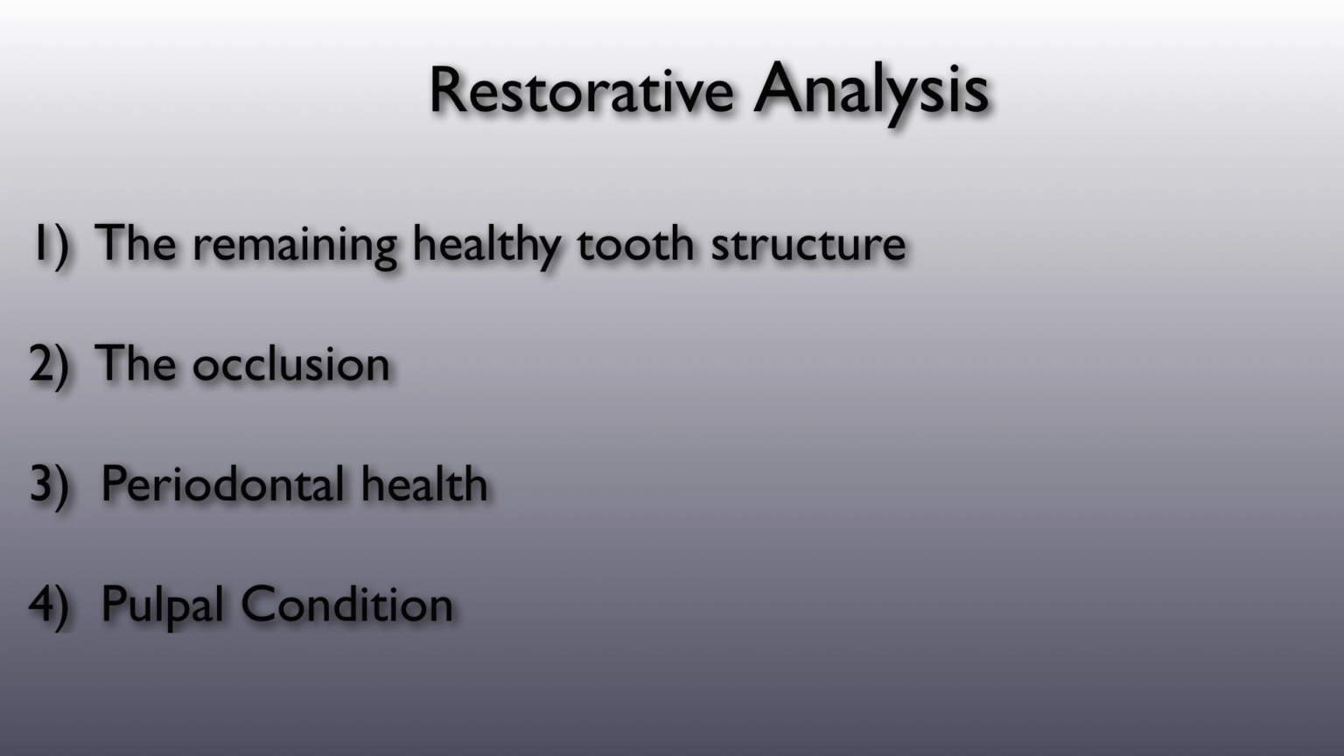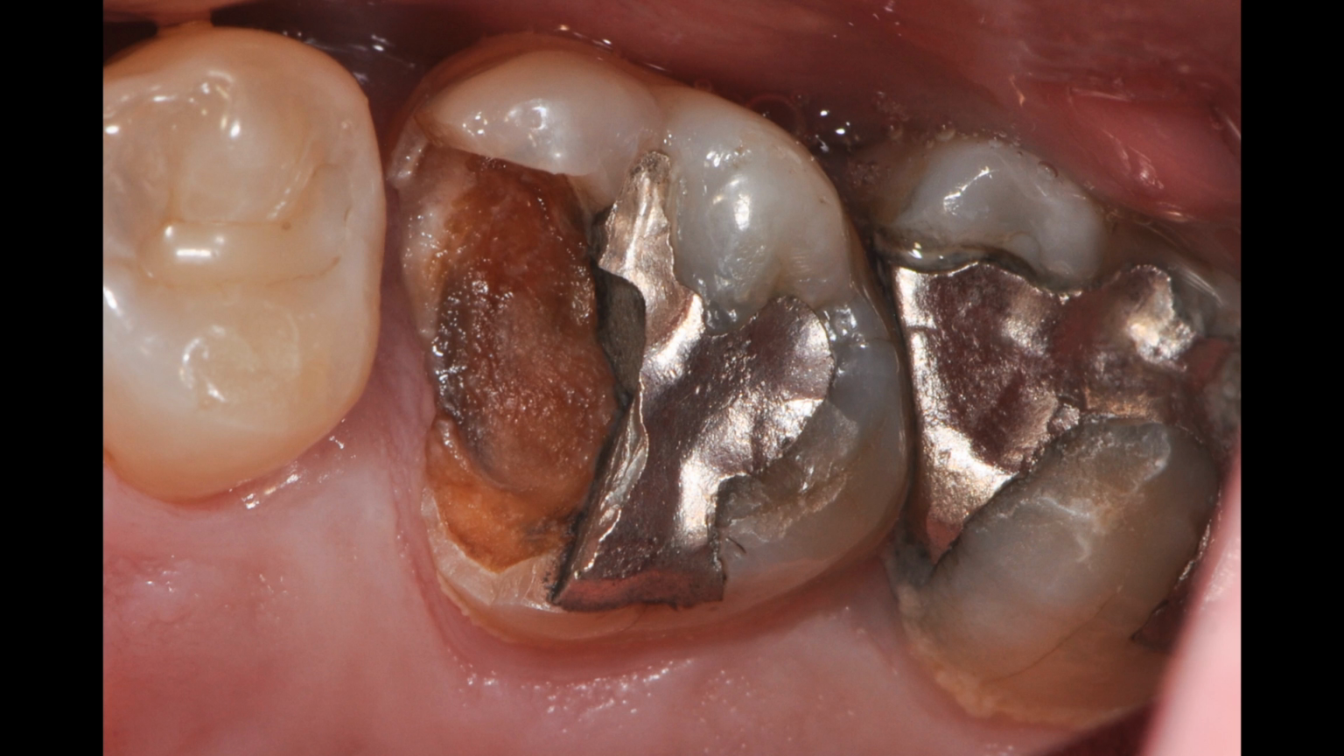In this case study, we will be looking at tooth number 3, which exhibits extensive decay. There are 4 basic criteria in our restorative analysis. First, we will estimate the remaining healthy tooth structure available for our adhesive bonding techniques. Next, we will check the occlusion on the tooth to determine what forces will be placed on the future restoration, and also to determine if the occlusal surfaces of the opposing teeth will require correction.